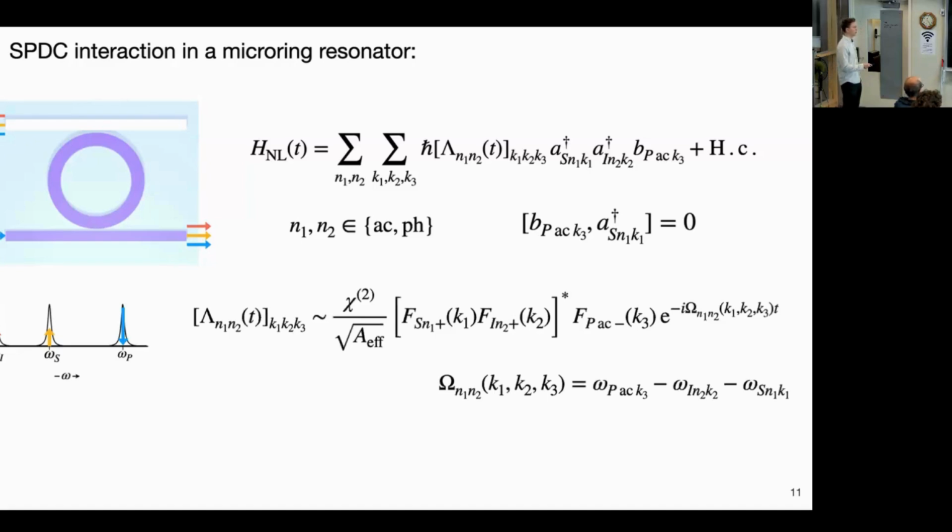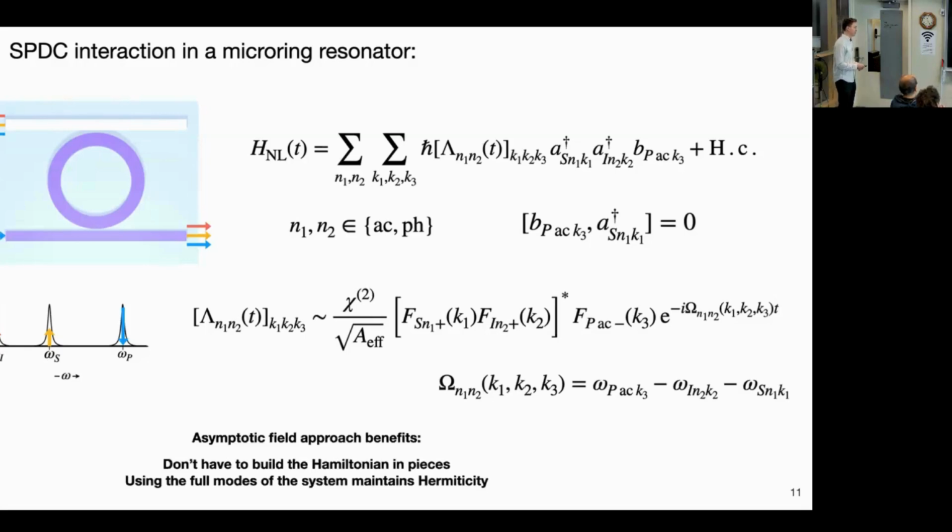It depends on the chi-2 of the material and the effective area, which is given by an integral over the overlap of the mode profiles in the ring. And these F functions here describe resonant effects due to the ring, and I've drawn the absolute value of them by these black Lorentzian shapes there. We're in the interaction picture, so the time dependence here is given by the dispersion relations for the pump minus those for the signal and idler. And this will be a slowly varying quantity due to energy conservation.